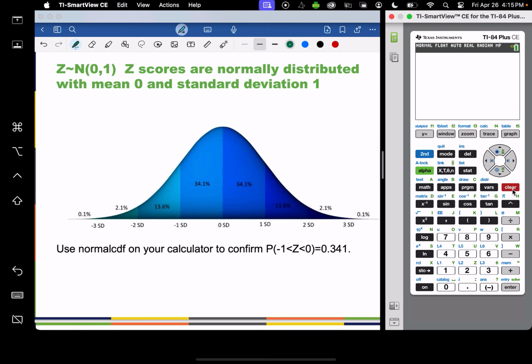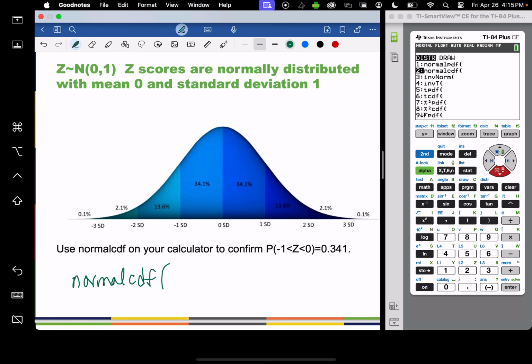Let's use normal CDF on the calculator. So second distribution, normal CDF, and do we agree that the probability that z is between -1 and 0 is 0.341? So it will be normal CDF. I want to go from -1 to 0. Those are my lower and upper bounds. And then I give lower, upper. And then I give the mu and the sigma of the distribution, which happen to be 0 and 1. And I'm expecting this to be 0.341 or something similar.